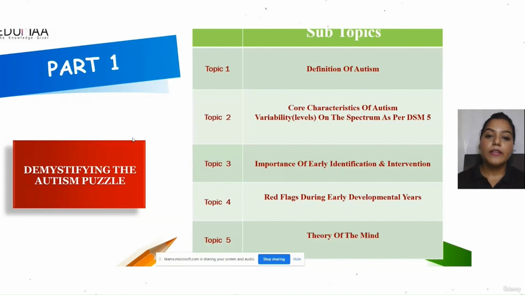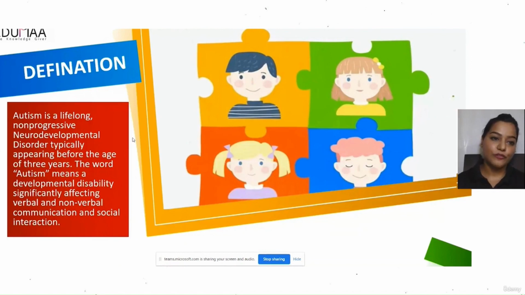And then in topic 3 we'll be covering the importance of early identification and intervention. It is very important to identify and intervene as soon as possible for our child. Then we'll cover red flags during early developmental years in topic 4, and in topic 5 we'll cover theory of mind. So let's begin with the definition of autism.